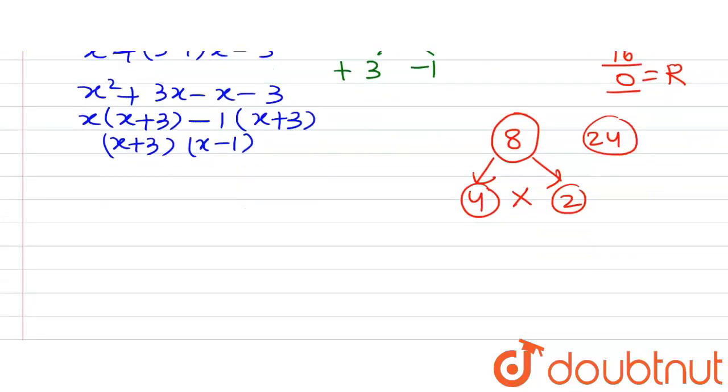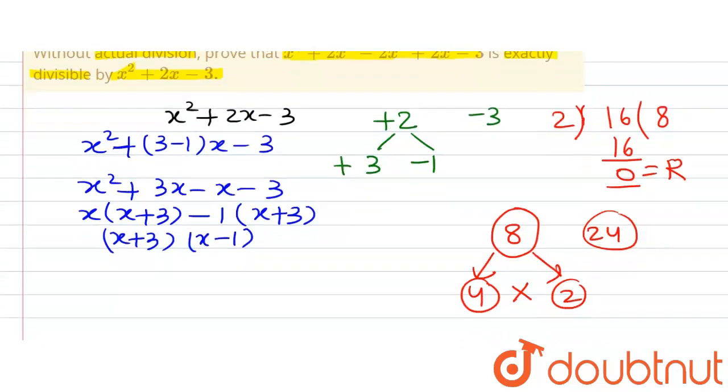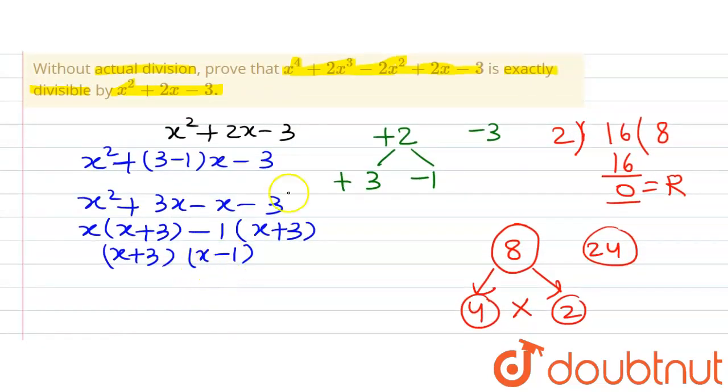So this is what we are going to do. We are going to prove that x plus 3 and x minus 1 are factors of this polynomial, which will mean that x square plus 2x minus 3 is also a factor of this polynomial. And we know that, for example, when 4 is a factor of 24, it means that 24 is exactly divisible by 4. So let's do it.